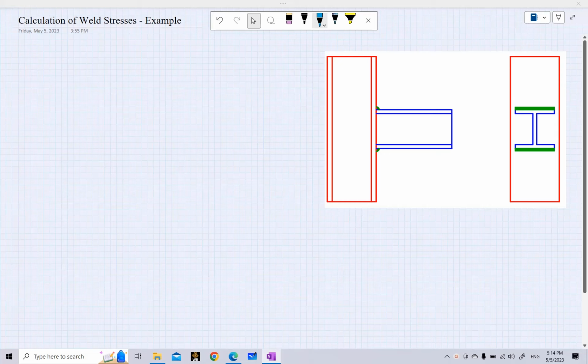Hello and welcome to another one of our lectures in our lecture series on design of structural steel connections. Today we will be looking at a numerical example in which we will perform the calculation of weld stresses.